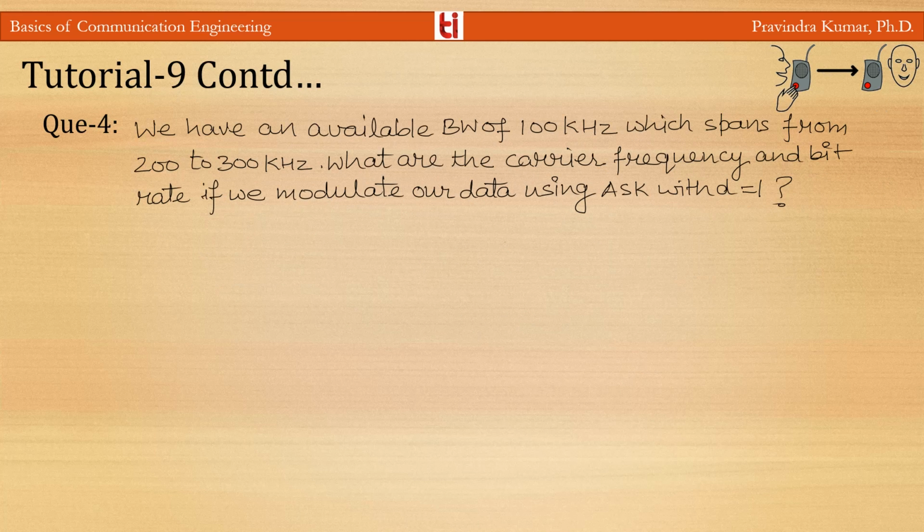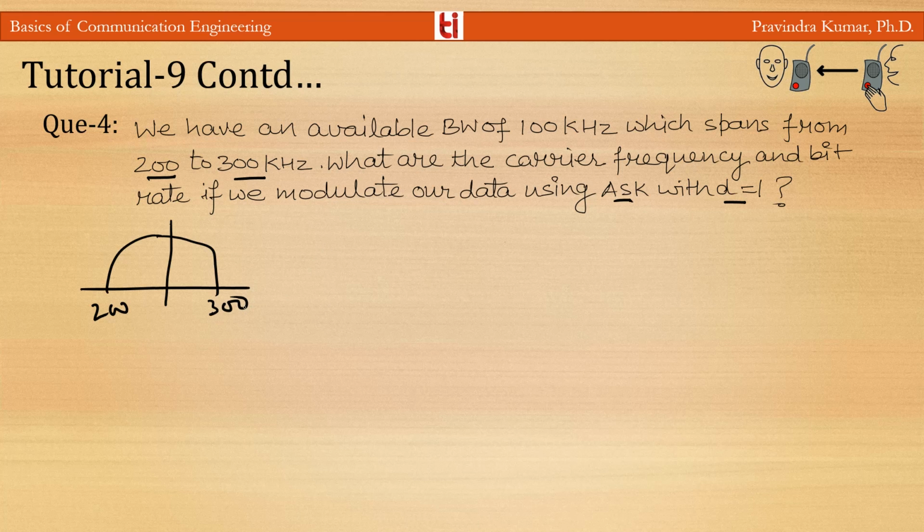Now the next question. We have an available bandwidth of 100 kilohertz which spans from 200 to 300 kilohertz. What are the carrier frequency and bit rate if we modulate our data using ASK with d is equal to 1? So the bandwidth is between 200 and 300, and the middle of the bandwidth is located at 250 kilohertz. This means that our carrier frequency can be 250 kilohertz. So fc is 250 kilohertz.